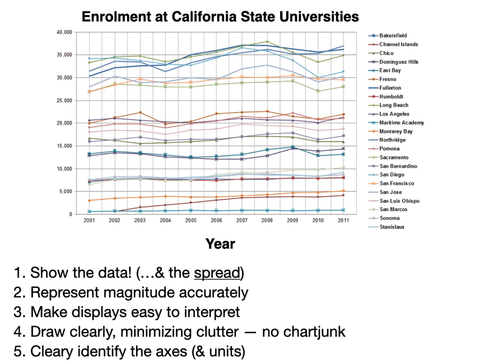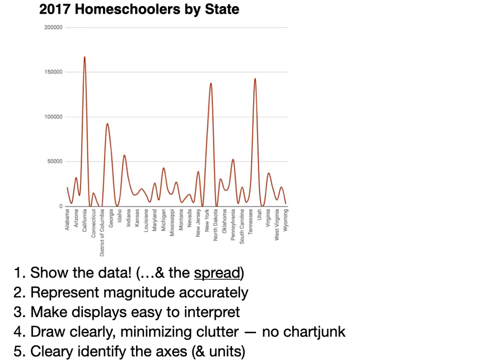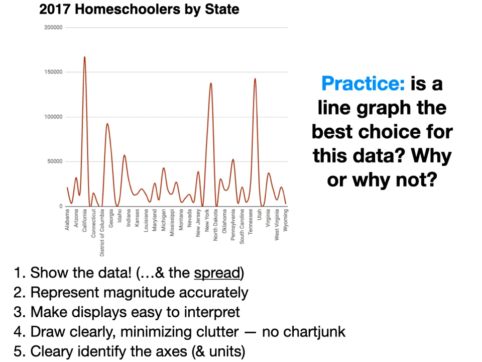Okay, here's another one that is more aligned with something you might see in a scientific paper. This is data on enrollment at different California state universities. There's a whole bunch of universities in the Cal State system, and we're looking at their enrollments over time. And here's another example looking at US states, and in 2017, how many children were homeschooled in those states. And something to think about: is a line graph the best choice for this data set?